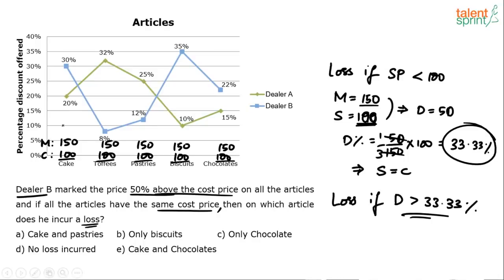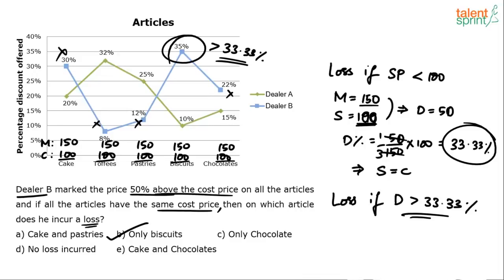For cake, we are talking about dealer B, right? Blue line. 30%, he will not make a loss. Forget about this. 8%, 12%, 22%. Only in case of biscuits is his discount more than 33.33%. You see, 35% is greater than 33.33%. That's why only on biscuits he will make a loss.